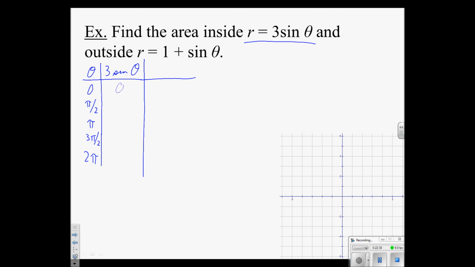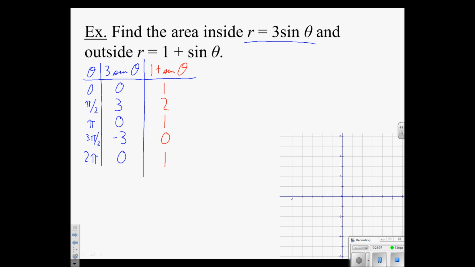And so sine of theta is 0, sine of pi over 2 is 1, sine of pi is 0, sine of 3 pi over 2 is -1, and sine of 2 pi is 0 again. And just so we've got it all in the same place, this will be 1 plus sine theta. So again, sine of theta is 0, sine of pi over 2 is 1, sine of pi is 0, sine of 3 pi over 2 is -1, and sine of 2 pi is 0 again.